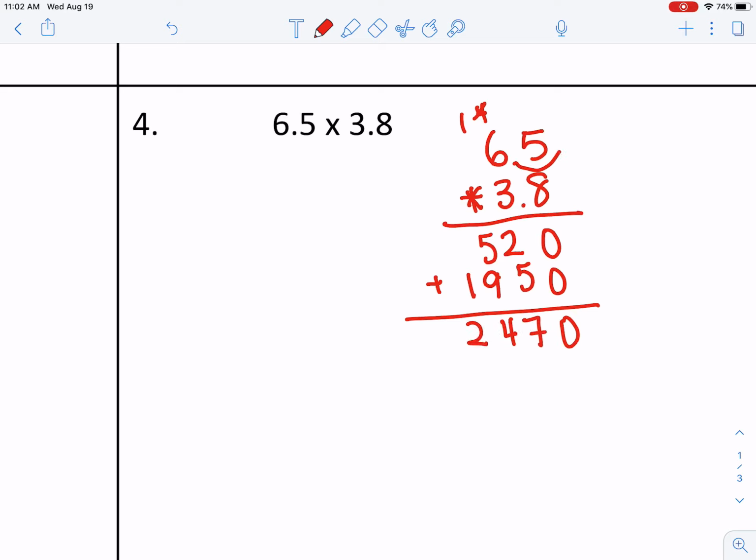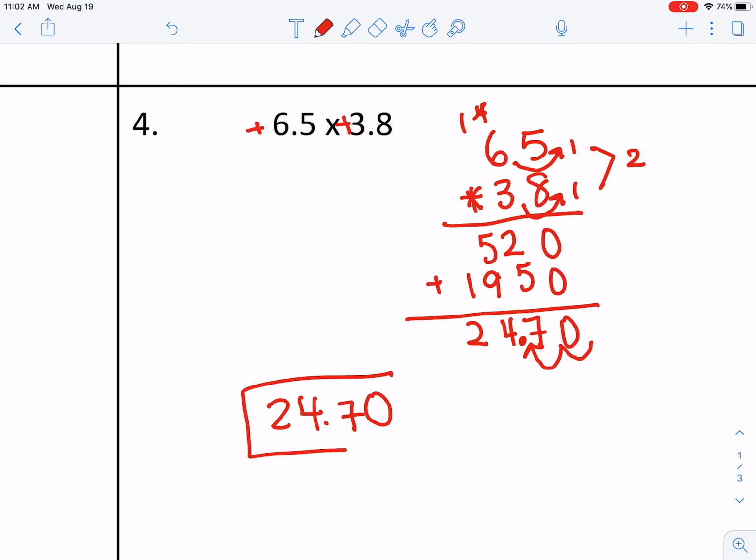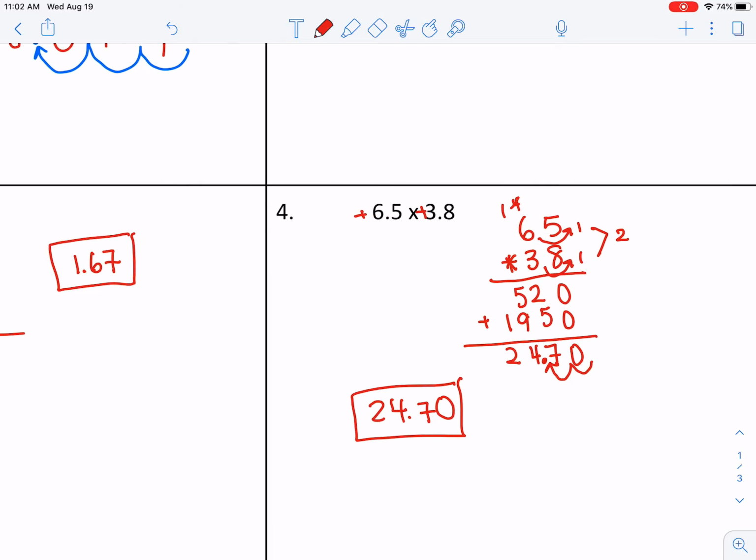And then we have one place to the right, one place to the right, making it 2 places to the left for our answer. So our final answer is 24.70. And then let's figure out what charge we get. We know that it was a positive times a positive, so obviously that should give us a positive answer. 24.70 should be our final answer.